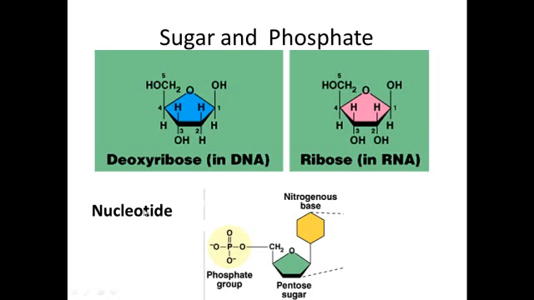So let's look at that nucleotide structure. You have that pentose sugar, you've got one of the nitrogenous bases, and you've got a phosphate group. And you can look at the difference between deoxyribose in DNA and ribose found in RNA. And what you're going to see is that right there. That's your major difference. Okay?